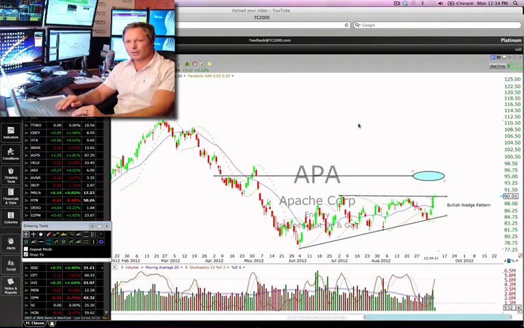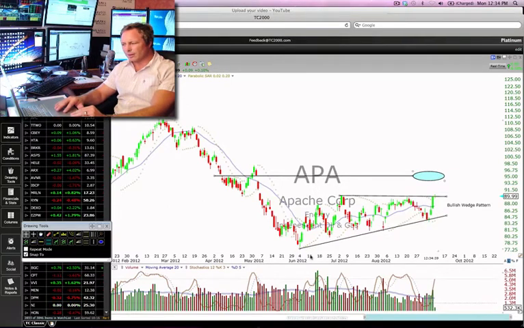The first one that we're going to look at today is called a bullish wedge pattern with an ascending support line. We're using APA, Apache, as an example on a code red that we put out through TradeAlytics Live this morning. As you can see here, this is on a daily time frame. Keep in mind, the bigger the time frame, the bigger the move. The shorter the time frame, the shorter the move.